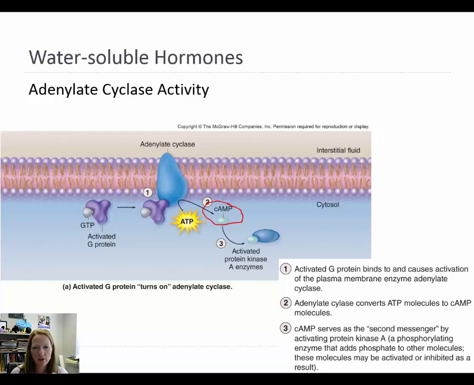Again, you don't have to worry about the nitty-gritty details of what's happening in this whole second messenger system. I really want you to be able to link the second messenger system to water-soluble hormones. Make sure you know the two different signaling pathways. Here's one of them. We're about to talk about another one. Know which second messengers go with which one and what the G protein does. Other than that, don't worry about all the tiny details.